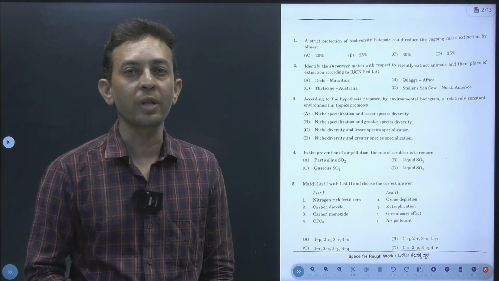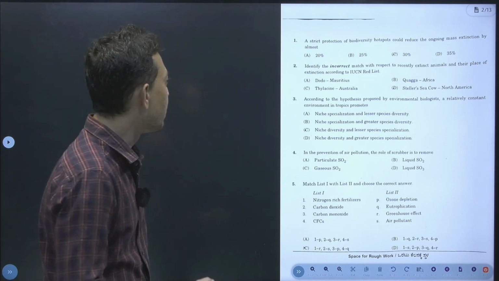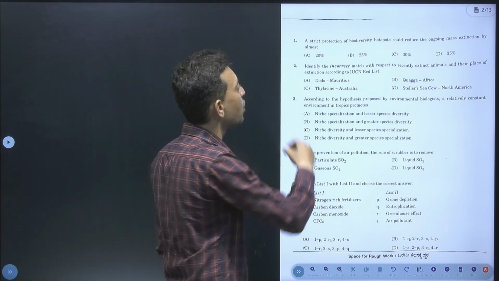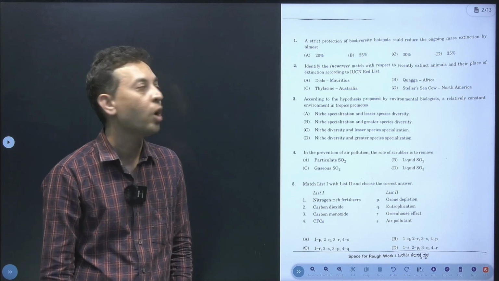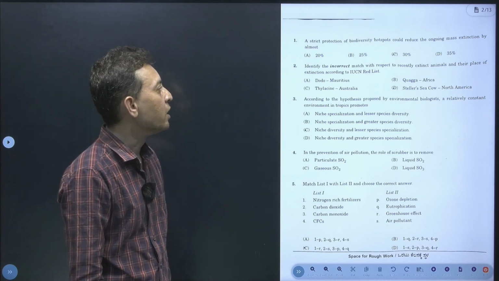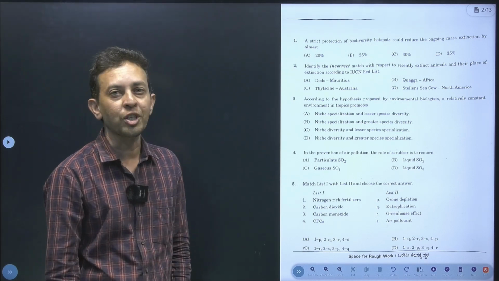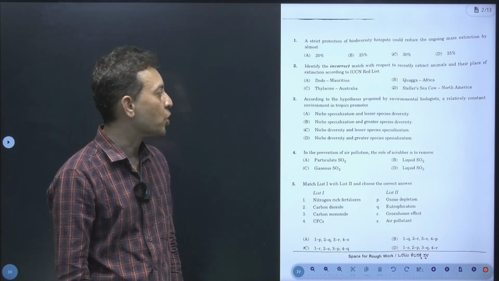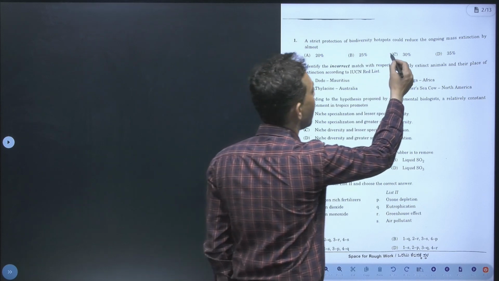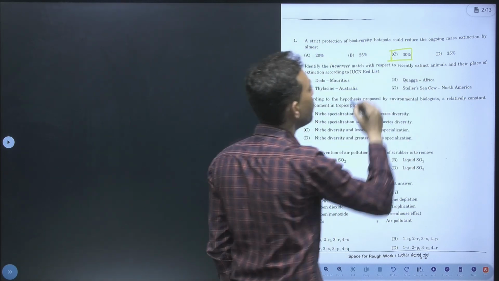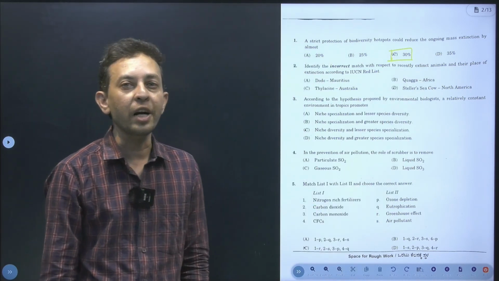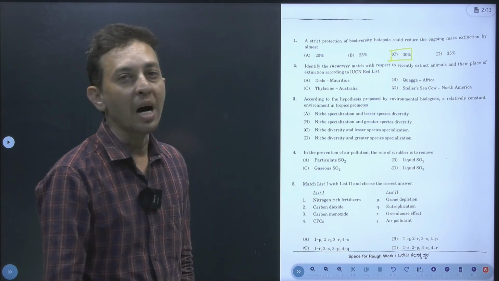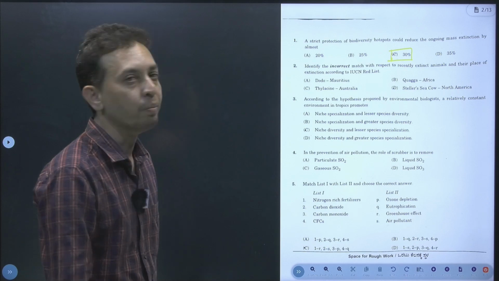Directly we will go to the first question: strict protection of biodiversity hotspots could reduce the ongoing mass extinction by almost how much? So students, the correct answer is 30%. By 30% we can reduce the ongoing mass extinction in our biodiversity.